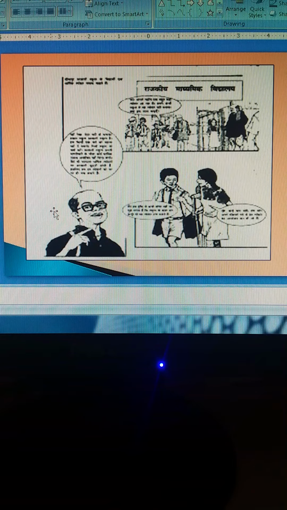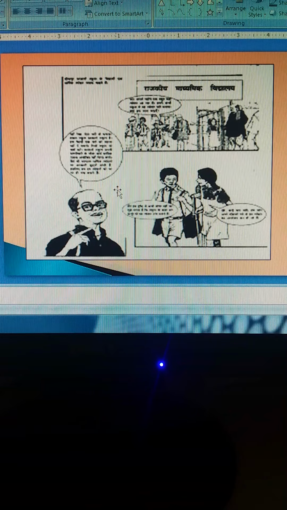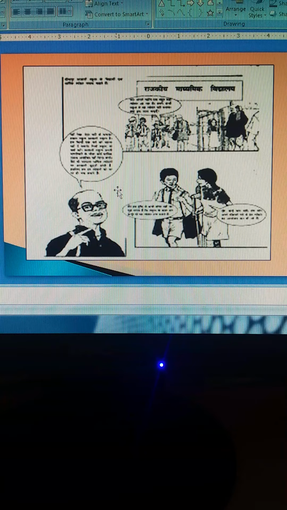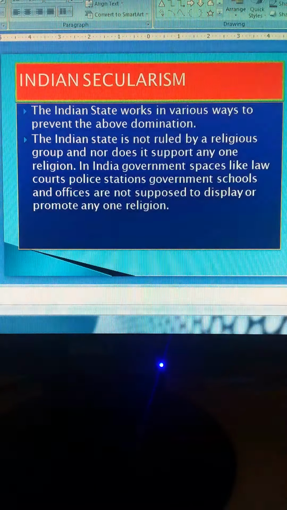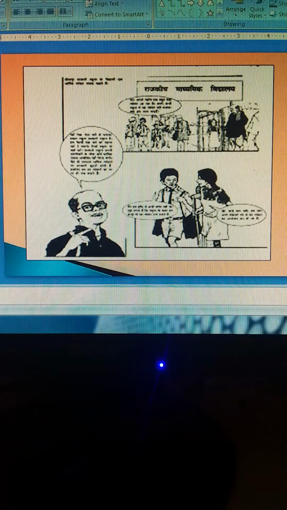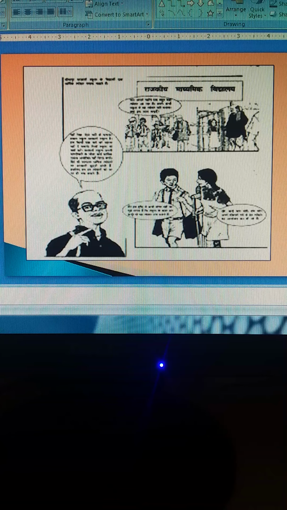See, the writing over here is not that clear, so I will read it from the book. In a government school in Shimapur, the students want to celebrate a religious festival, and it is a government high school. Just now we said that in Indian government spaces like law courts, police stations, government schools and offices are not supposed to display or promote any one religion. So in the high school, what happens? The students say to the teacher, sir, there is a big religious festival next month. We have never celebrated it in our school. Can we do it this year?